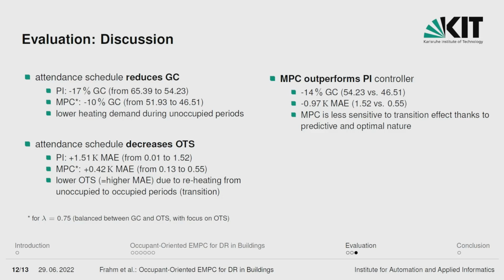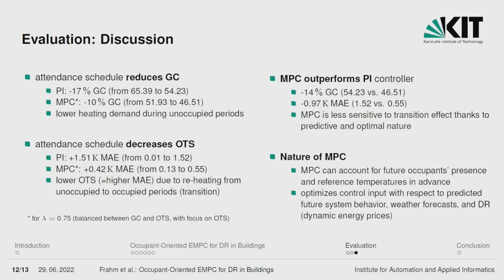This comes because the MPC is less sensitive to the transition effect between the unoccupied and occupied period. The nature of the MPC is that it can account for future occupants' presence and already heat in advance. The optimized control input can respect predicted future system behavior based on the building model, also weather forecast, and demand response based on the dynamic energy price.